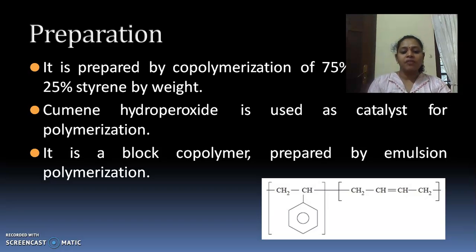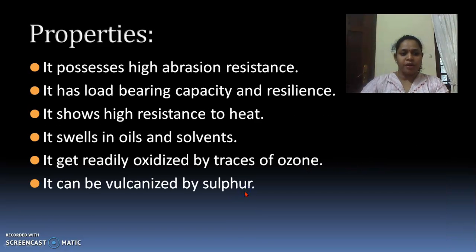A free radical initiator is used as a catalyst for the polymerization process, that is a hydroperoxide, cumene hydroperoxide. It is a block copolymer. It is prepared by the emulsion polymerization technique. We have several polymerization techniques like bulk, emulsion, and so on. Here we are using the emulsion polymerization technique.